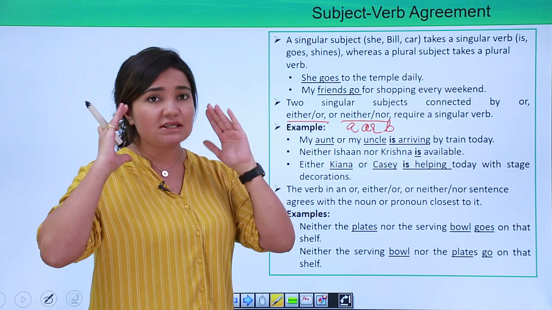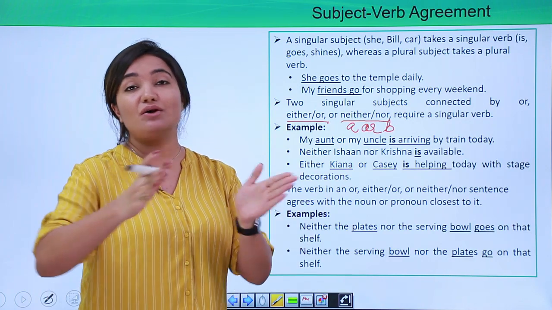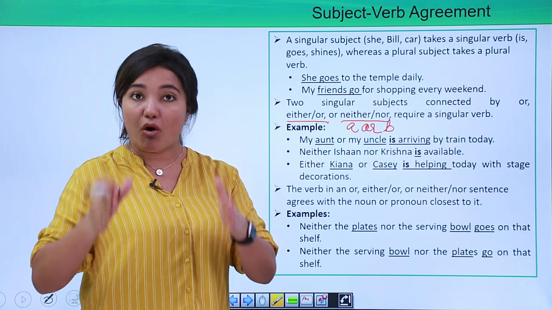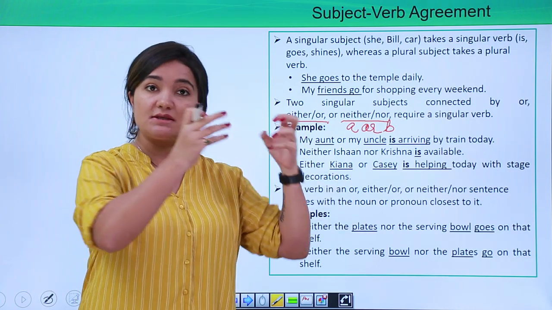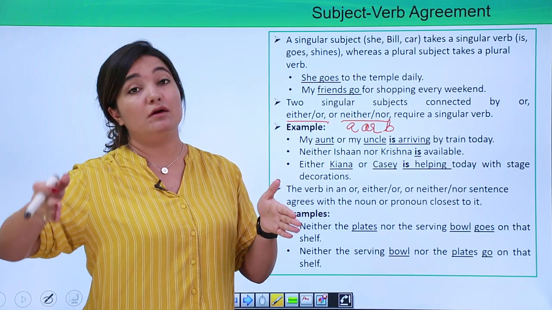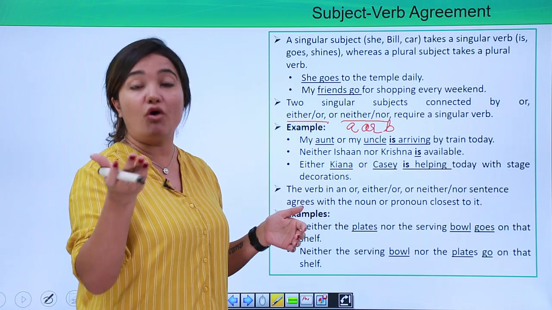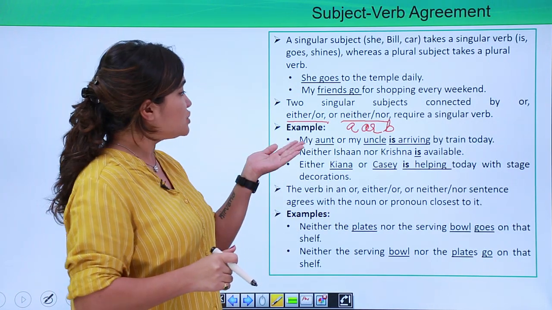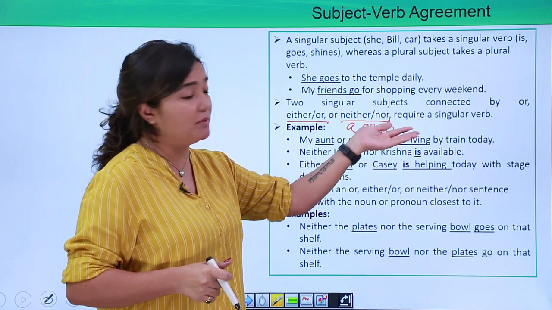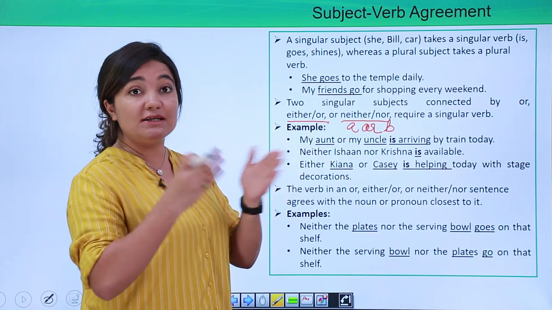Clear? Just keep this clear in your mind that whenever there is usage of or, it's not going to add up and get converted into a plural subject. If it is a singular subject, the usage of or, either or, nor, neither nor, will not convert it into a plural subject. Hence, you will always use a singular verb with it. So, my aunt or my uncle is arriving by train today. Here, aunt or uncle, it didn't add up, right?